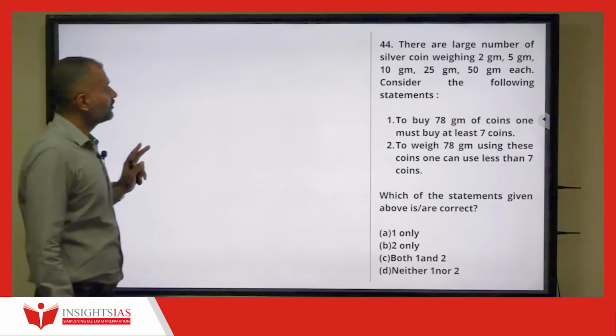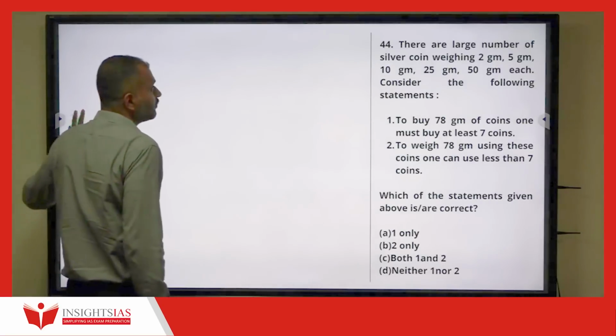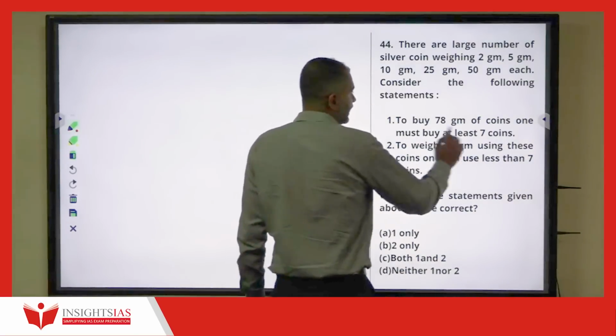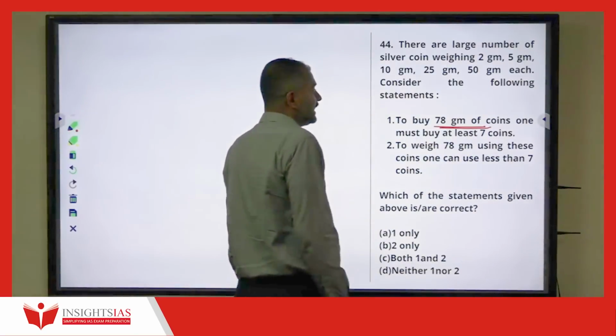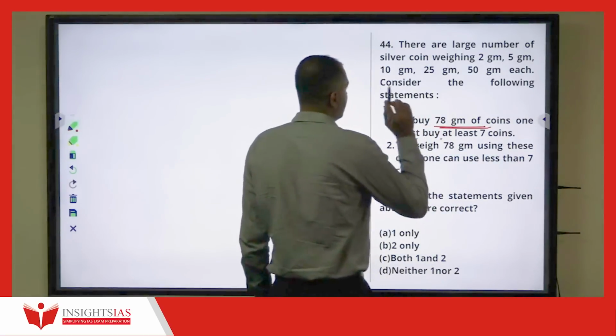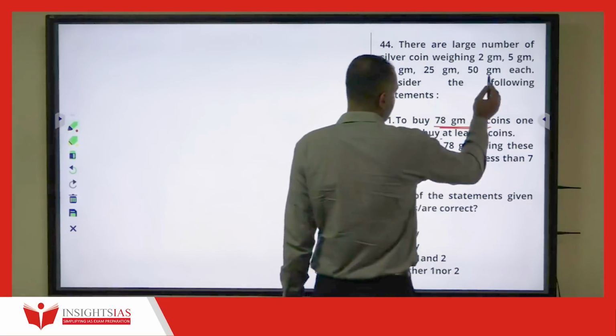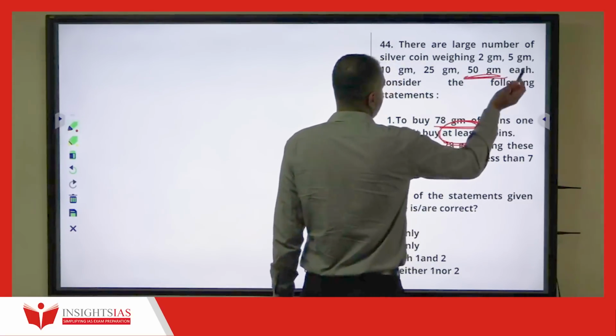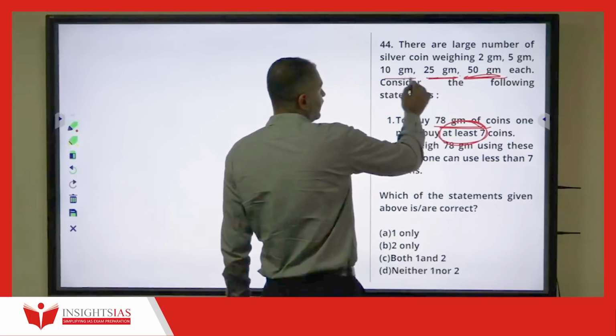There are a large number of silver coins weighing 2 grams, 5 grams, 10 grams, 25 grams. Consider the following statement: to buy 78 grams of coins, one must buy at least 7 coins. Yes, you can say at least 7 coins. See, 50 grams, 25 grams, 10 grams and 2 grams.